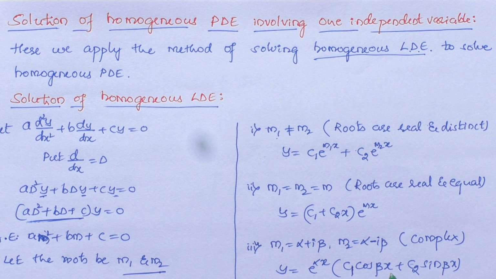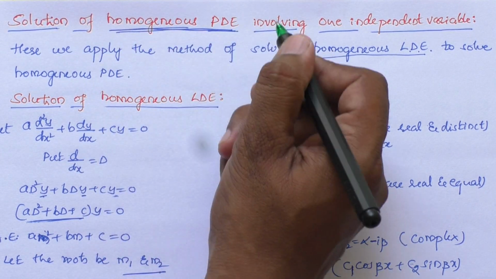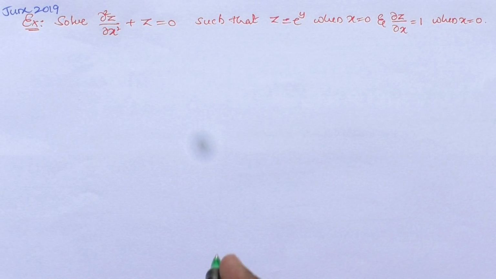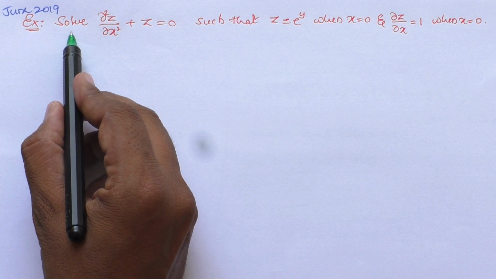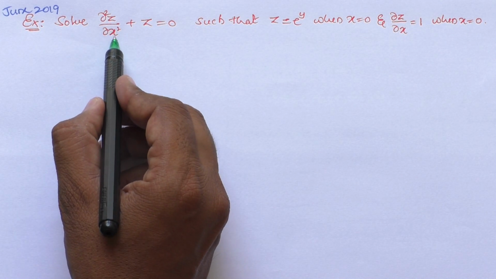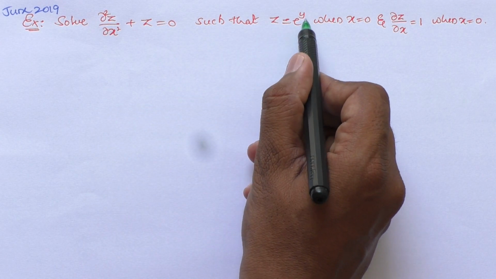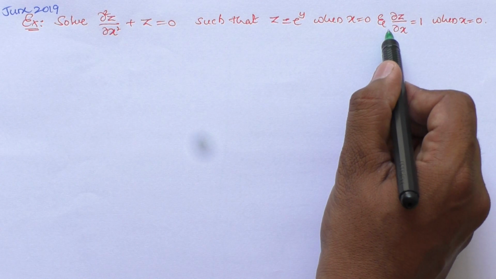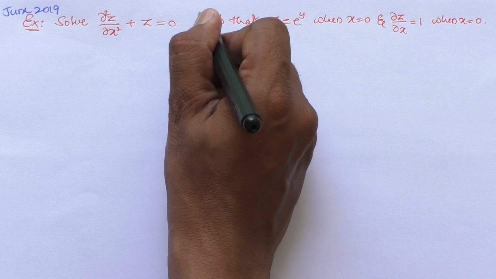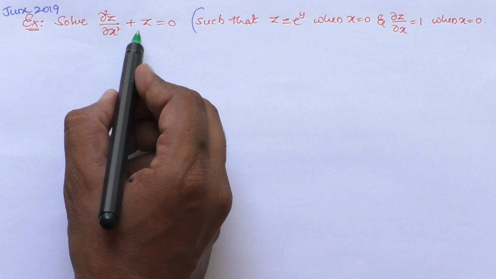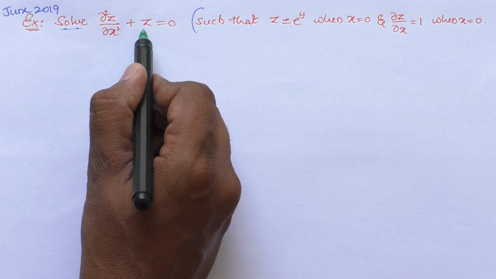In the same way we go for solving homogeneous partial differential equations. Let us solve this example which was given in the VTU June 2019 examination. The question is: solve dou square z by dou x square plus z equal to 0, such that z equal to e raised to y when x is 0, and dou z by dou x equal to 1 when x is 0. These are the conditions which have been given. Whenever a question says solve, first identify whether it is homogeneous or non-homogeneous.